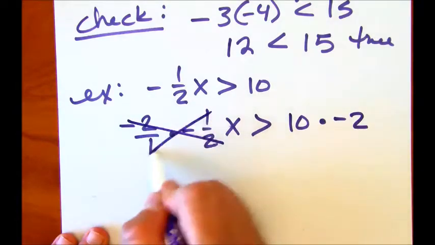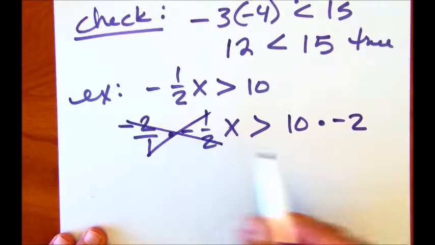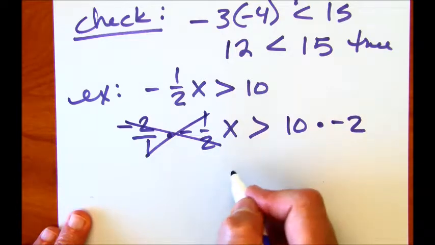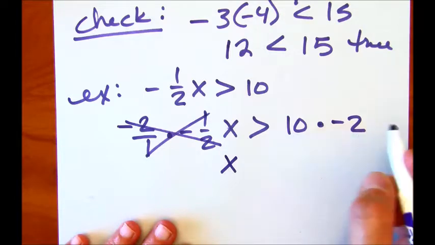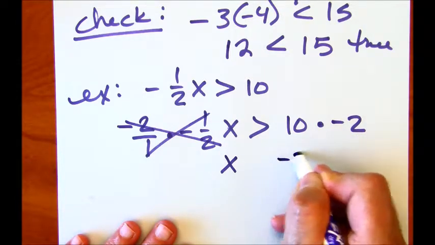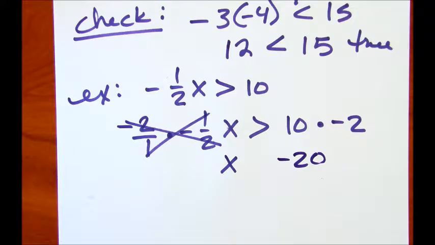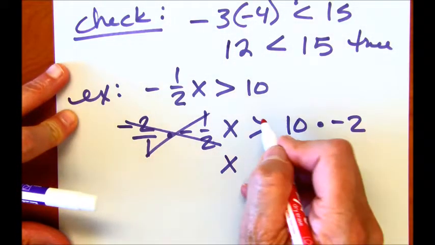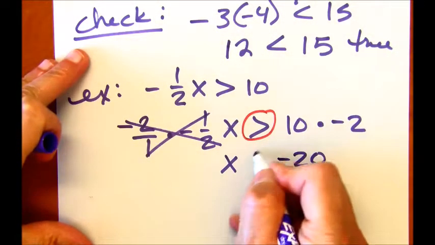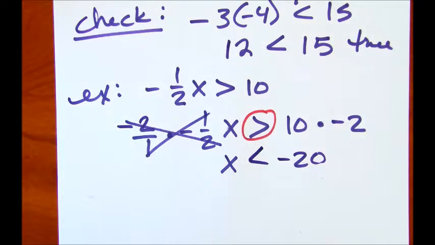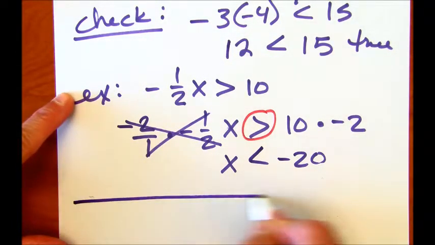These, of course, are going to cancel. Negative times a negative is a positive, so I've got a positive x. Okay, and 10 times negative 2 is negative 20. And just like the last problem, where I was dividing by a negative number, here I'm multiplying by a negative, so this needs to be reversed, and I'm going to write it as x is less than negative 20. Let's go ahead and graph that.